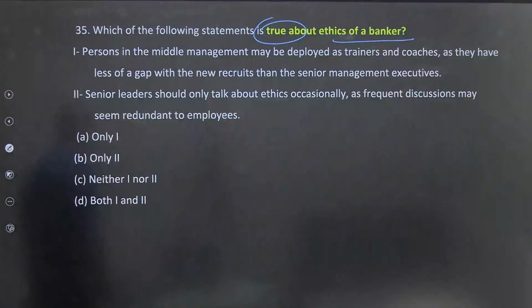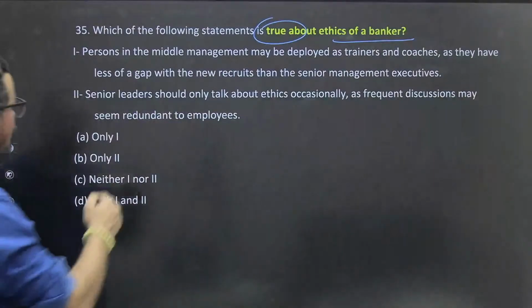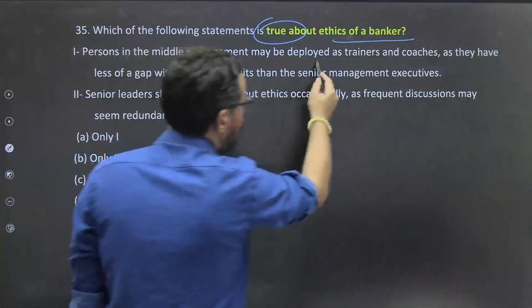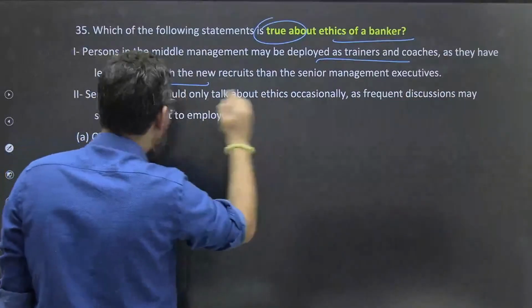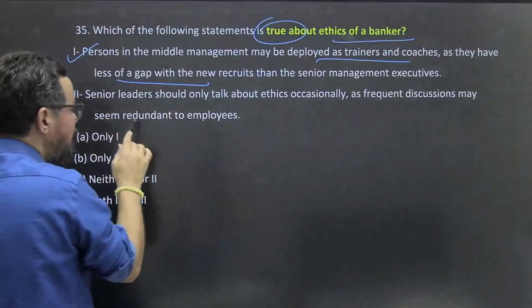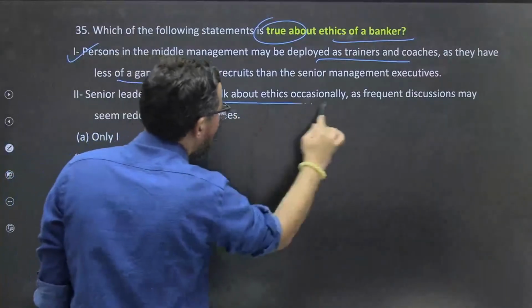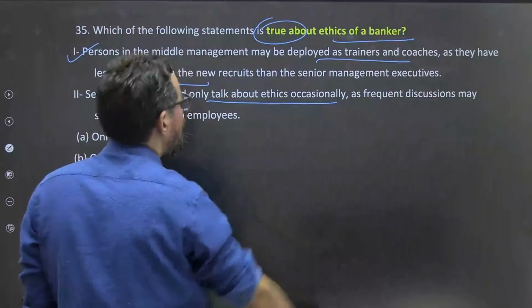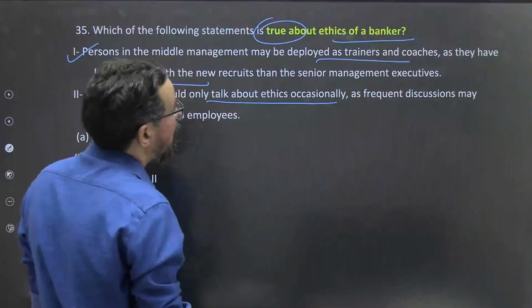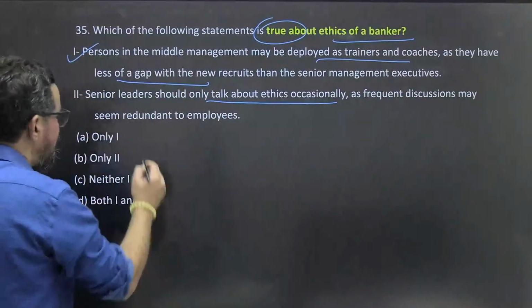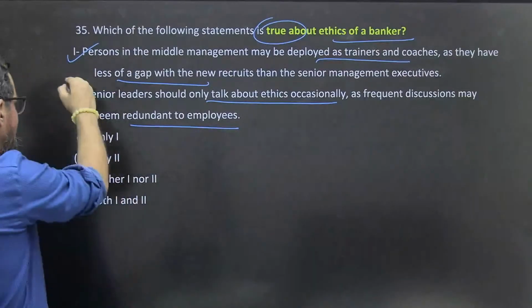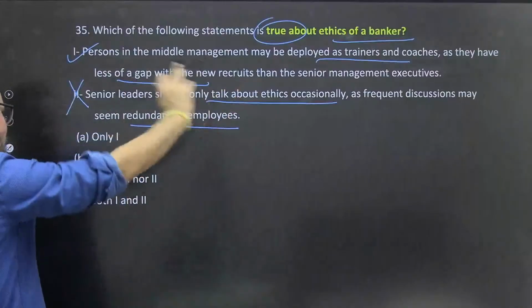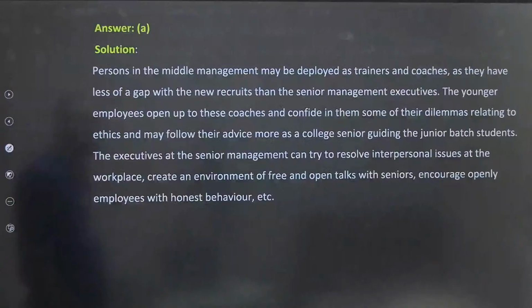Anyone who wants to answer this particular one? Employees, trainers and coaches, as they have less gap with new recruits. So statement 1 is true. Senior leaders should only talk about ethics occasionally. No, they should talk frequently, although frequent discussion may seem redundant to employees. It feels like that in personal life when people teach us ethics, but it should be frequent. So option A should be the right answer for this one. Correct? Absolutely. Very good, Ramakrishna sir.